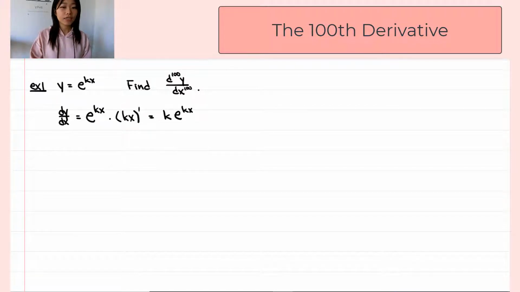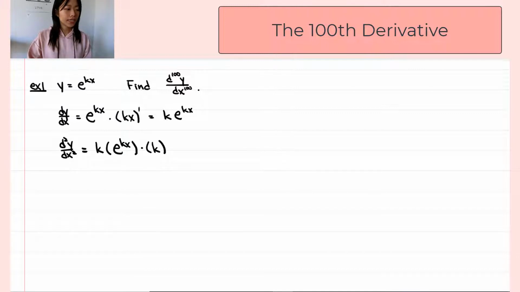Now let's find the second derivative. So we take the derivative of the first derivative. In the first derivative, we have a constant in front, so we just put the constant outside of the derivative, times the derivative of e to the power of kx. So similarly, the derivative of the outer function is the same, times the derivative of the inner function, which is k. So the second derivative is k squared times e to the power of kx.